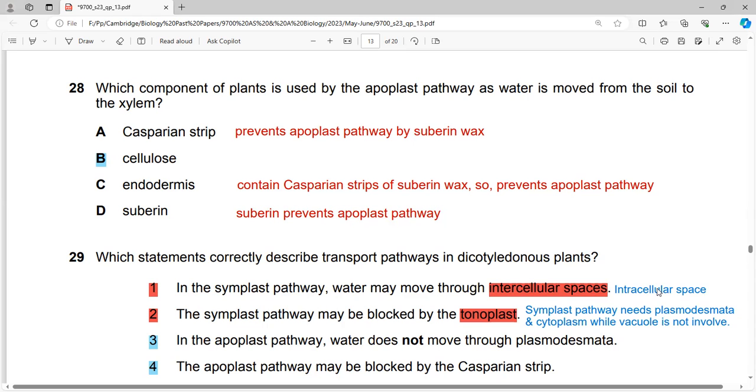This is the same place. So the same place has three different component names. What about the water moving from cell wall to cell wall? B is our correct option. That is the apoplastic pathway.